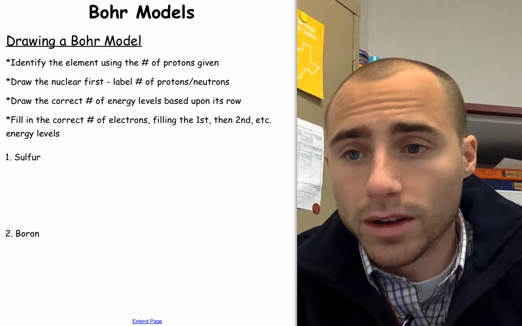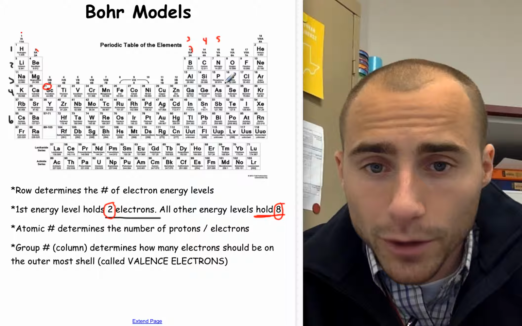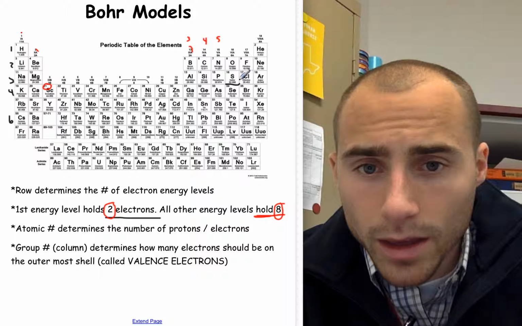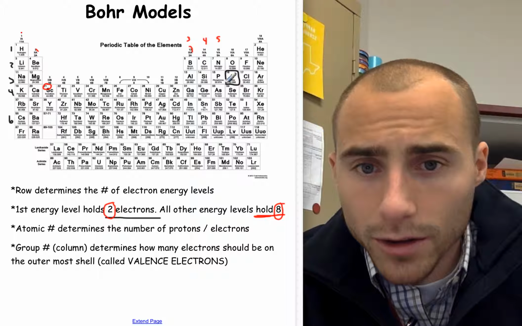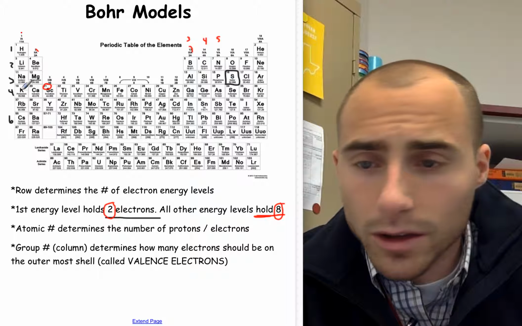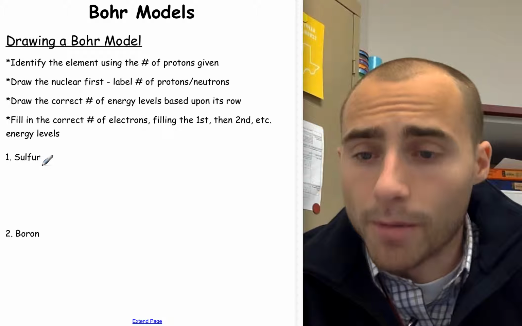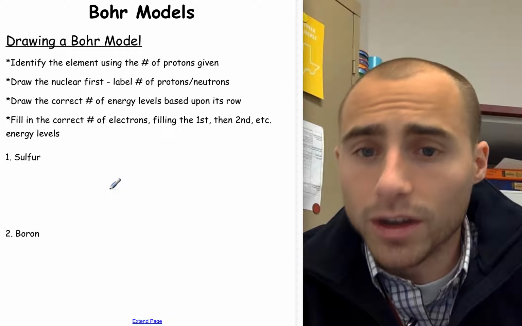So what we need to do is look at our periodic table, and we find sulfur. Sulfur is right here. Sulfur is S. And I see sulfur, if I could zoom in right here, look at sulfur on your periodic table. We have 16 protons and 32 as the mass number. Now, the first thing you need to do is draw the nucleus.